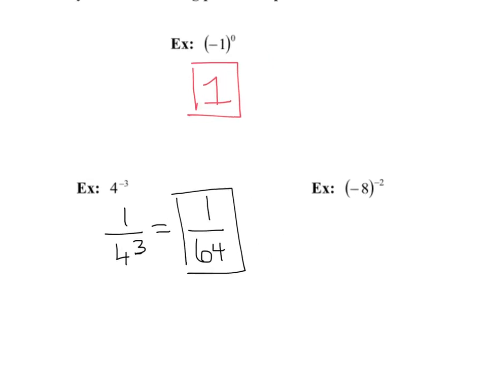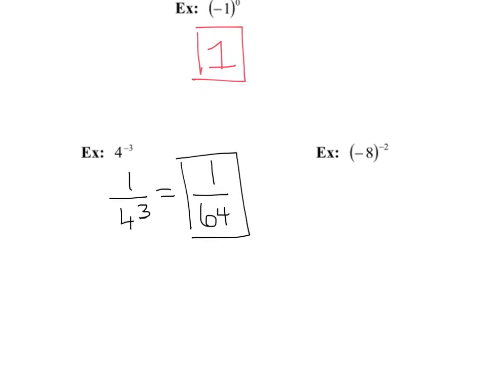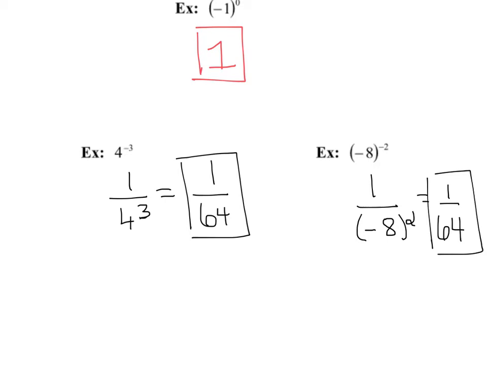And then on this last example, my base is negative 8, and it has a negative exponent, so the way that I make it positive is I make it a fraction. I'm going to move the base to the bottom, which I'm going to keep in parentheses, and then my power becomes positive. And so now I'm going to square negative 8, which means to do negative 8 times itself, which would be positive 64, so 1 over 64.